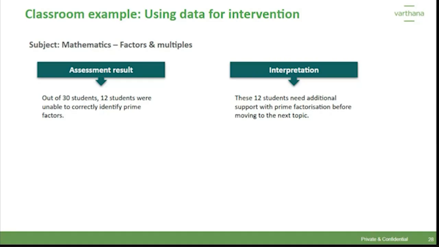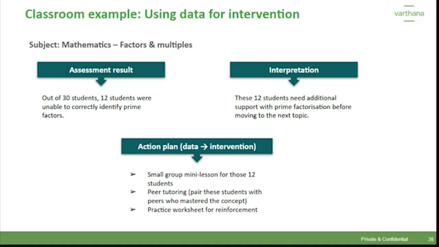Firstly, we understand these 12 students' situation and learning level, and we modify our teaching style using additional support, group tasks and activities. After that we can move to the next topic. So we interpret this data here. The action plan will be small group or mini lessons for those 12 students, peer tutoring, and a practice worksheet for reinforcement. And after that, the teacher can move to the next topic or next lesson.